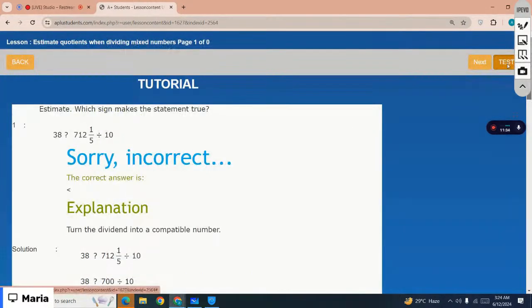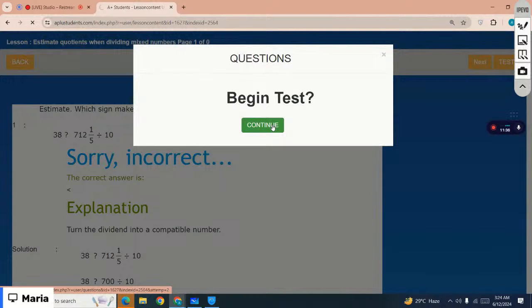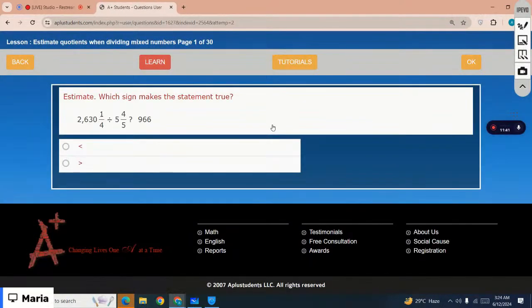They are already solved. You can have a look at them later today. Okay, estimate 2630 whole 1 by 4 divided by 5 whole 4 by 5. You have to compare it to 966, right?